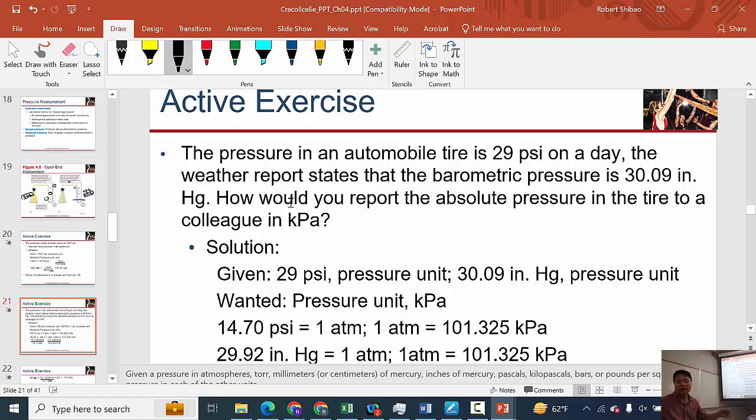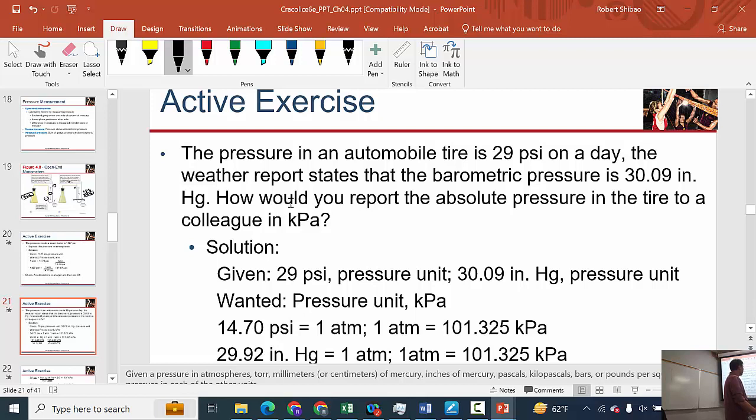Sometimes tires have kilopascals on the side. I bought a bike tire, and it had kilopascals on the side. It was supposed to be inflated to like 150 kilopascals or something like that. So I had to do some unit conversion.